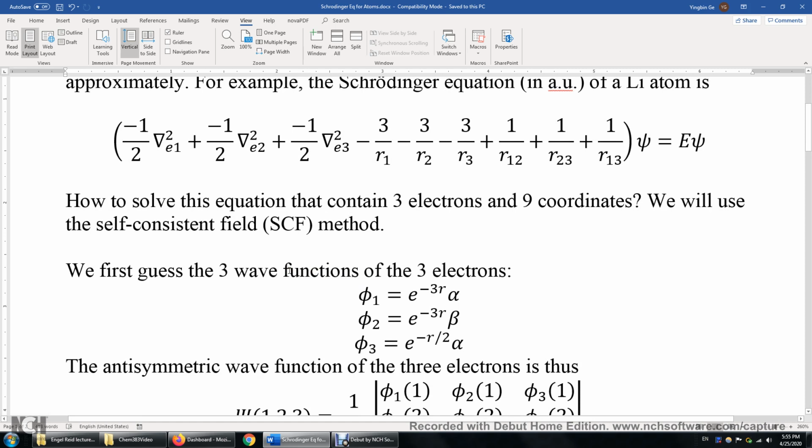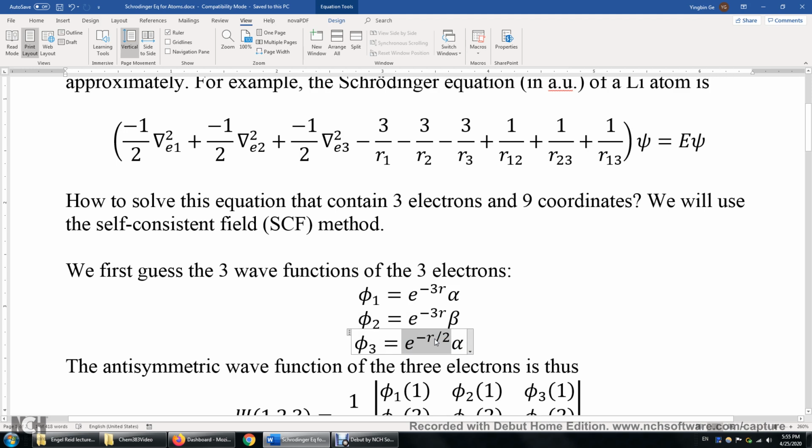We have 3 electrons, so we take a guess of 3 wave functions. The first wave function is e to the power of negative 3r times alpha spin. The second one, e to the power of negative 3r times beta spin. So these 2 are the wave functions for the electrons in the 1s orbital. And then e to the power of negative r over 2 times alpha. So why this? Again, we just need to take a guess.